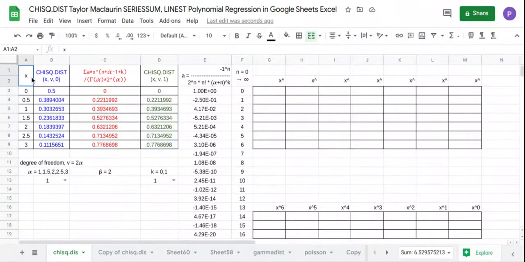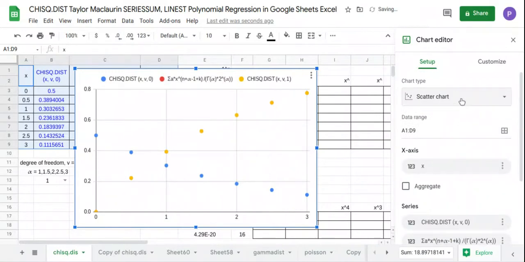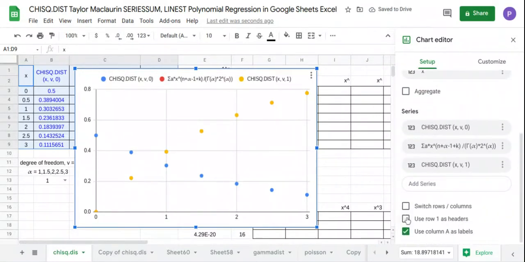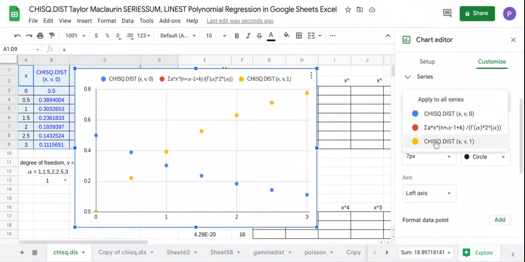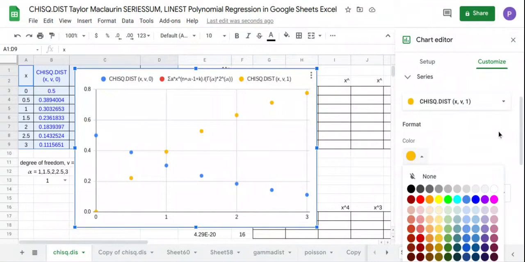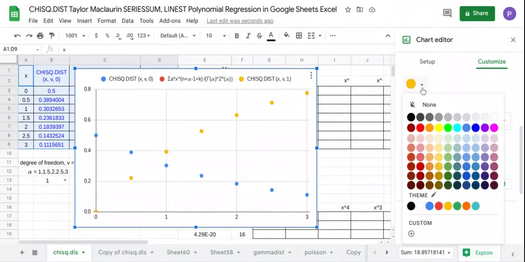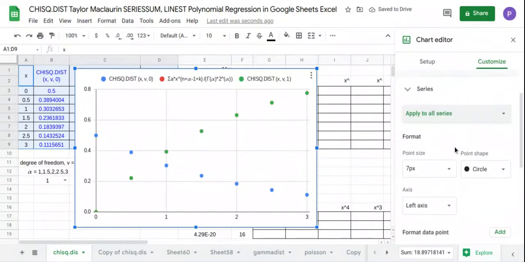We continue with the charts. So insert chart and we'll use scatter chart. And yeah, row one as header. The series we show the trend line. In the case of the chi-square, because we don't have yellow, we change the color to green. That's it. Now we show the trend line of all the series.